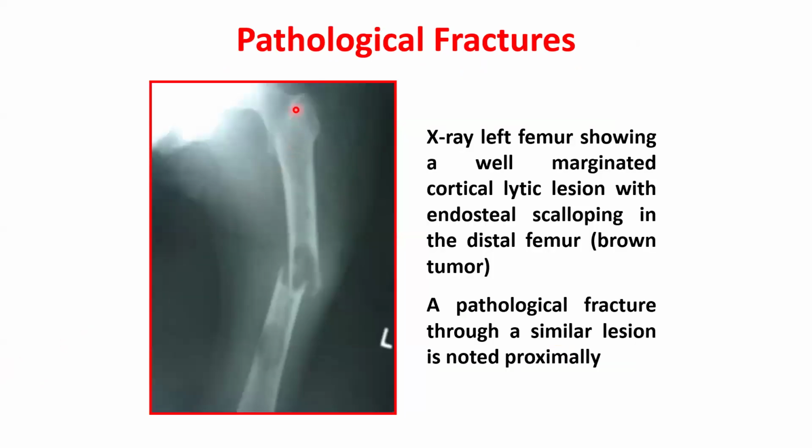And not only that, this is another plain X-ray of the left femur of a patient with another pathological fracture. Here you notice that there is a well-marginated cortical lytic lesion, and if you look closely inside, there is endosteal scalloping. This is a distal brown tumor in the left femur, okay? More proximal, there was a similar lesion and the patient was unlucky enough to have suffered a pathological fracture through this brown tumor, okay?